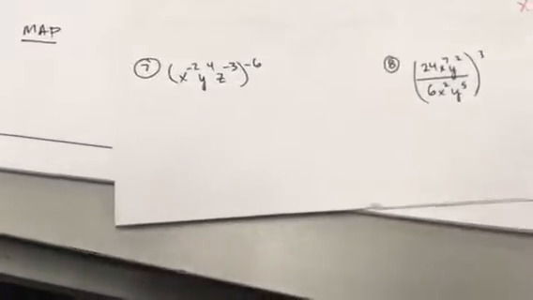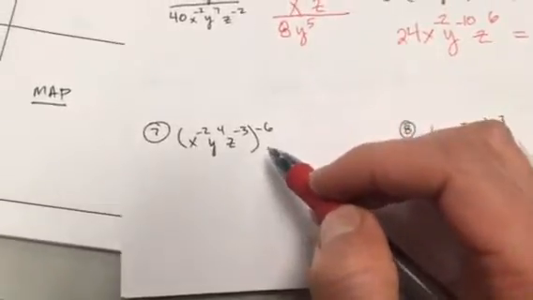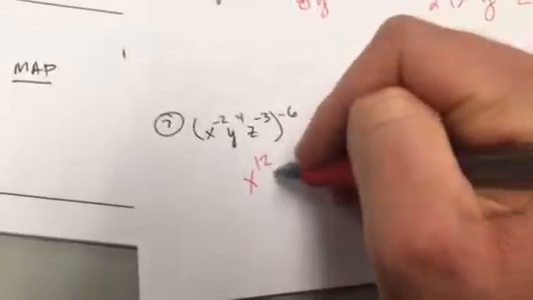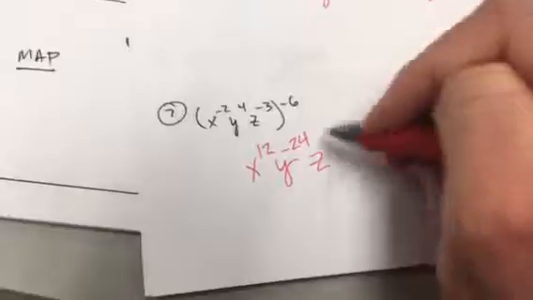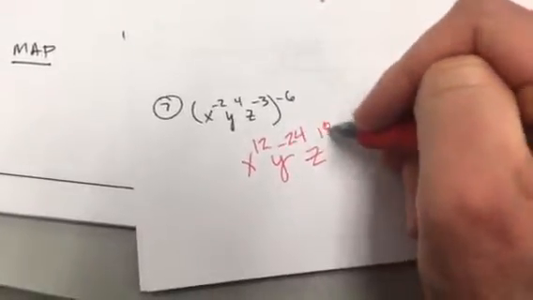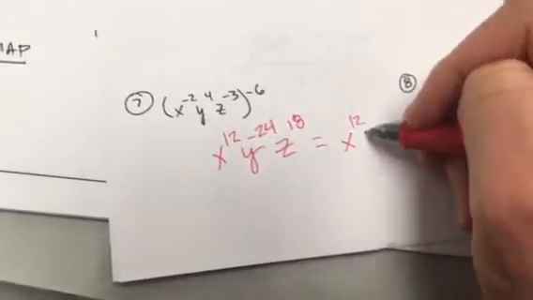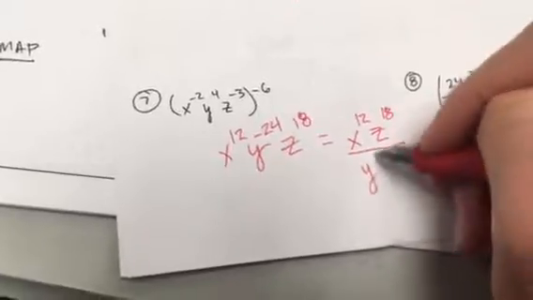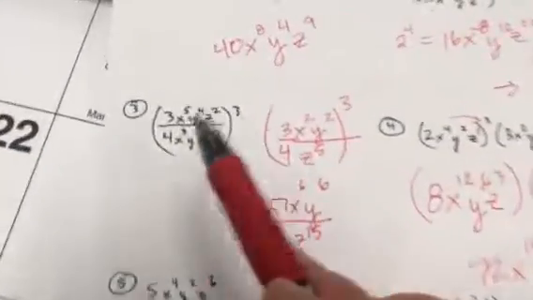All right, guys, on this one, there's no number to raise to the negative 6, which is good. We're going to do negative 2 times negative 6. We're going to get x to the positive 12. They're going to have y to the 4 times negative 6 is negative 24. They're going to have z to the negative 3 times negative 6, positive 18. So x to the 12th, z to the 18th, get to stay up north. Y to the 24th gets shipped south.